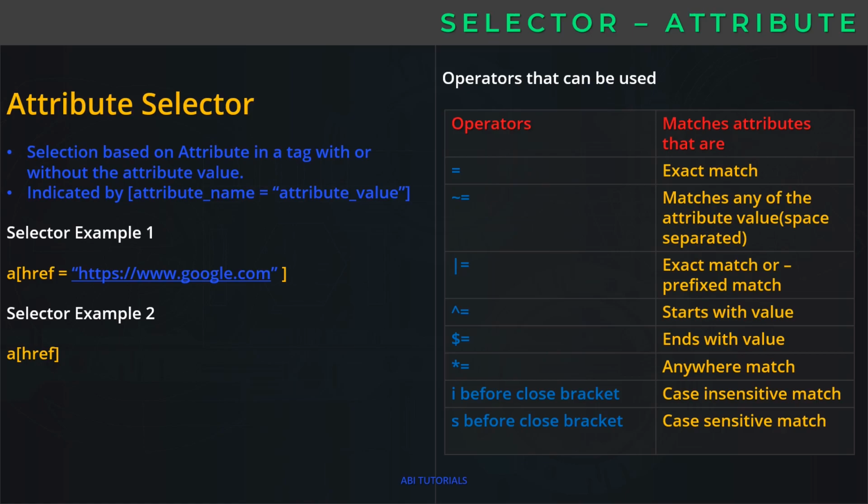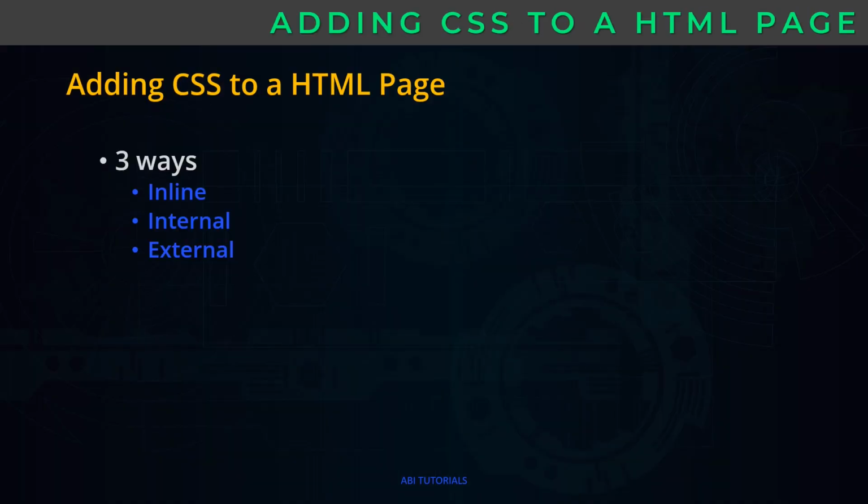In case of attribute selector, instead of using the equal to operator between attribute name and attribute value, we can also use other operators such as tilde equal to, pipe equal to, dollar equal to, etc. The details are given in the table on the right side of the slide for your reference. There are three methods to add a CSS style to a web page.